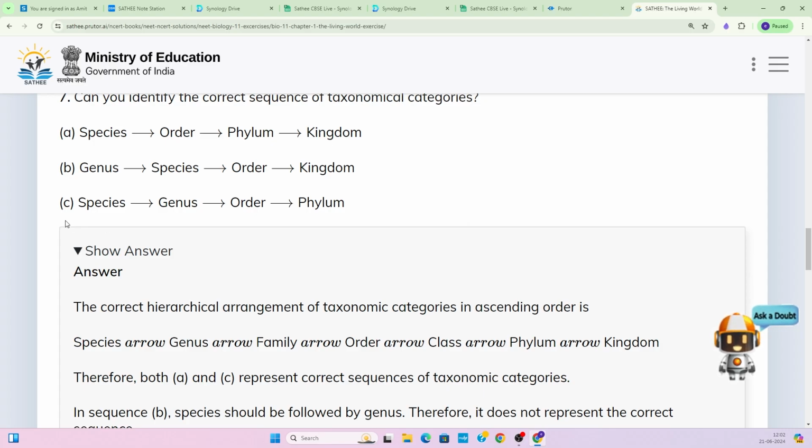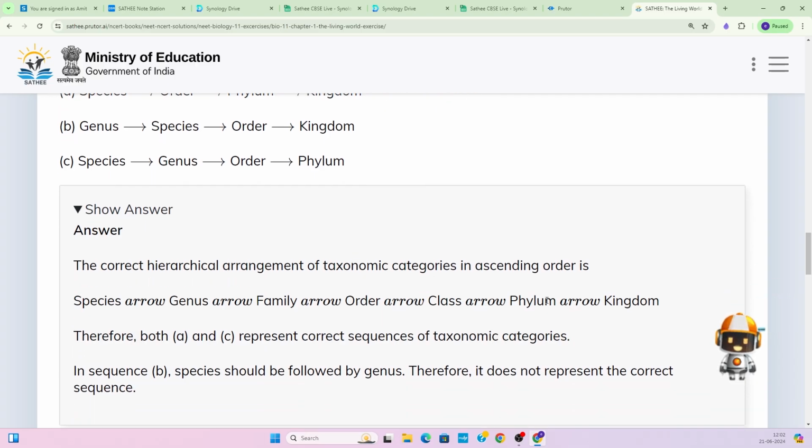Looking at C1: species, then genus, then order, and then phylum. Again, this is also correct, but some are missing. But yes, it is in ascending order. So A and C represent the correct sequence of the taxonomic categories. In sequence B, if you see clearly, the species should be followed by the genus, right? Species should be followed by the genus. Therefore, it does not represent the correct sequence.